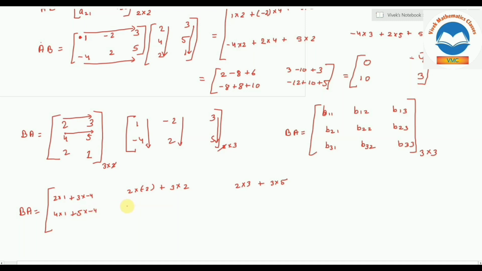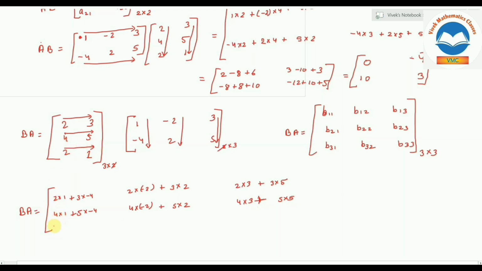Next, B22, second row second column. So you will get 4 into minus 2 plus 5 into 2. Next will be B23, second row, third column. So you will get 4 into 3 plus 5 into 5. Okay. Next we will come to third row, B31, third row and first column.